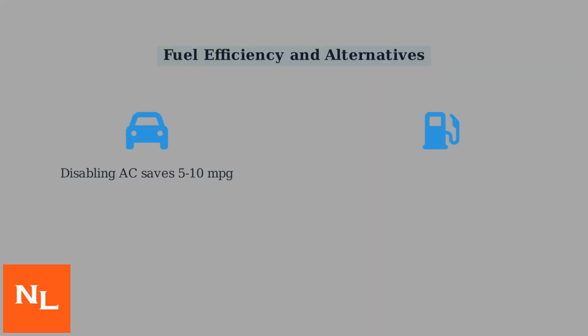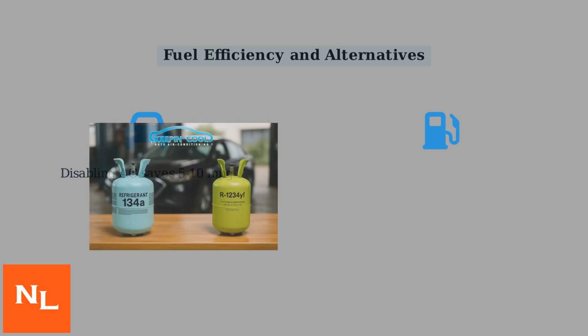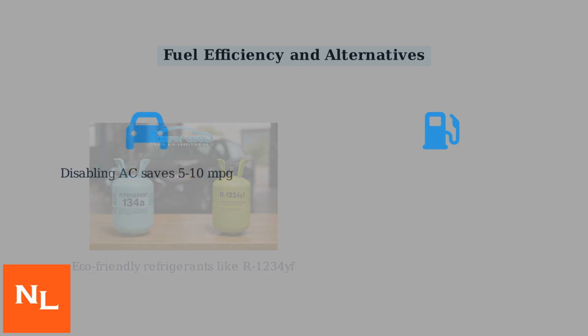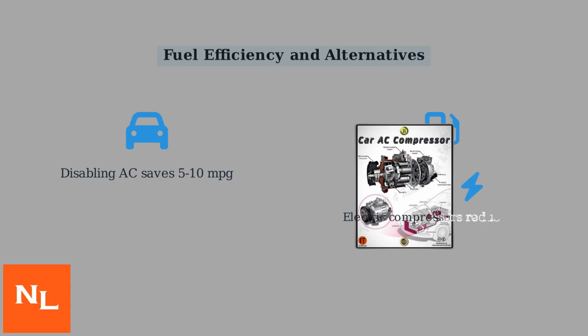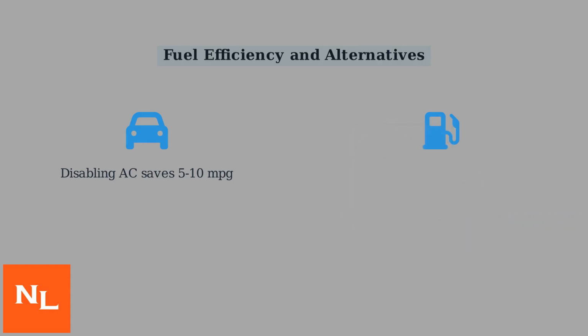Disabling the air conditioning can improve fuel efficiency by 5 to 10 miles per gallon, especially on highways. Eco-friendly refrigerants like R1234YF are becoming standard in newer vehicles for better environmental impact. Retrofitting with electric compressors enhances efficiency by reducing reliance on engine power. Using the air conditioning less often will help preserve the system for longer.